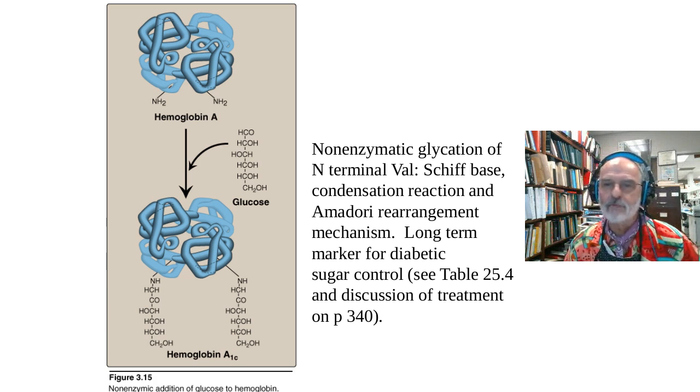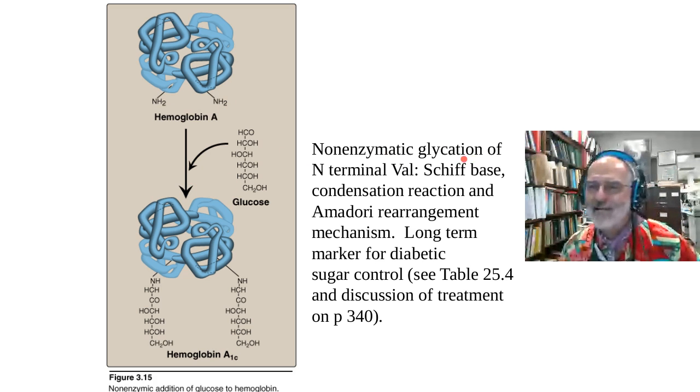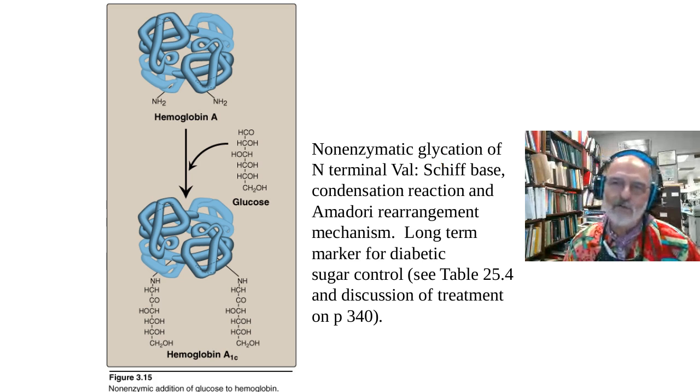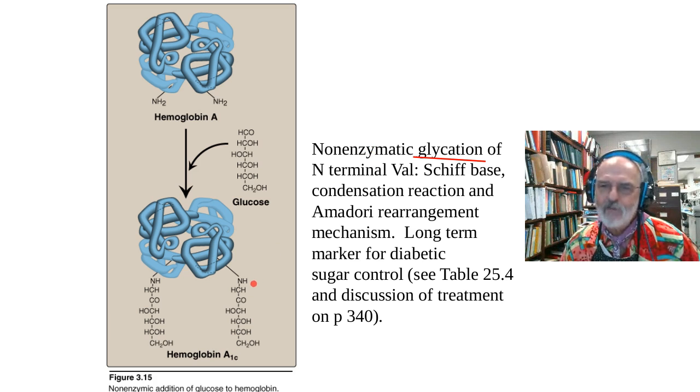Okay, and so that's shown here on this slide that's showing you hemoglobin A, the tetramer. It's showing you the N-termini, okay? And the N-termini can be glycosylated. It's a non-enzymatic glycation. I just used the word glycosylated. That's the wrong word. The correct word is glycation because it's non-enzymatic. Enzymatic would be glycosylation, okay? So they're glycated on the N-termini, okay?